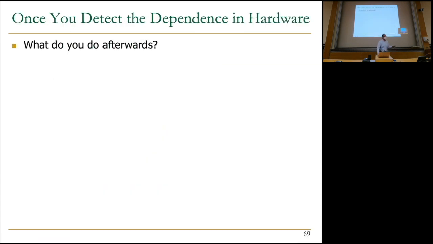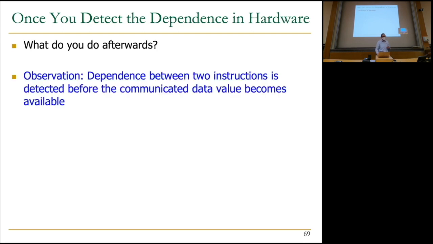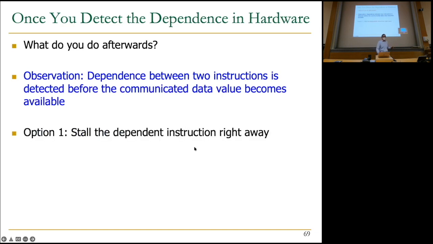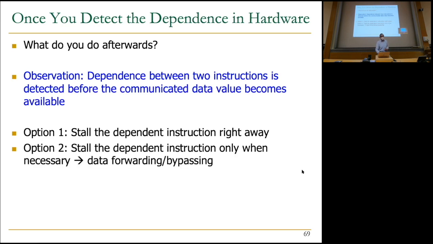Okay, so this is detection logic, actually. We're going to talk a little bit more about it, but what do you do afterwards? Once you detect the dependence in hardware, what do you do? Basically, dependence between 2 instructions is detected before the communicated data value becomes available. One option is to stall the dependent instruction right away, and that's what I kind of assumed. Or stall the dependent instruction only when really necessary, meaning forward the data whenever it's available. Stall the instruction at the point where you really need the data. Maybe the decode stage is not where you really need the data. So we will see this soon.